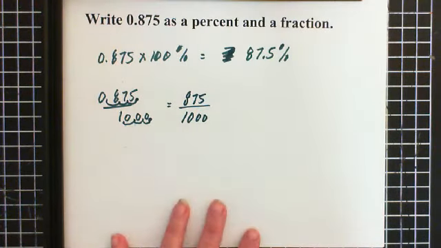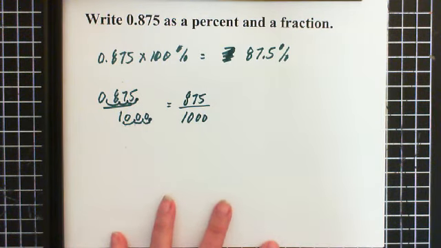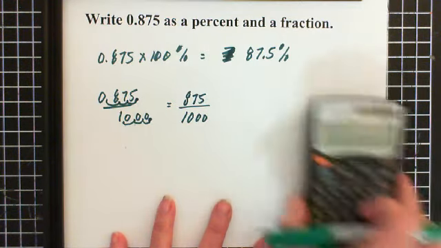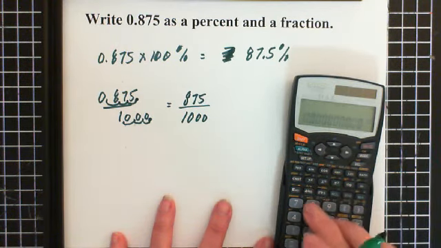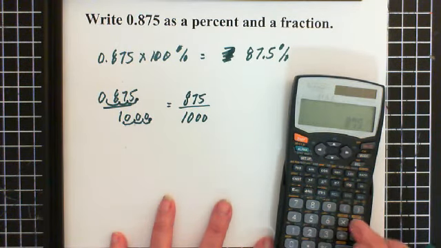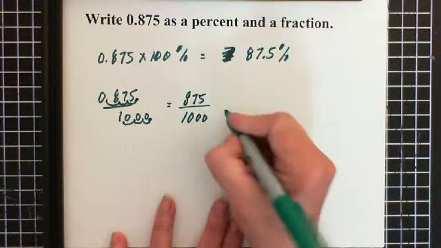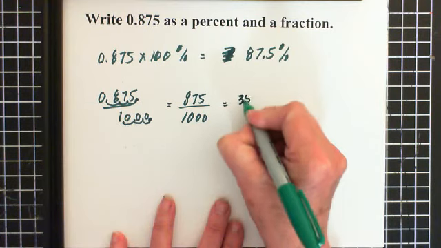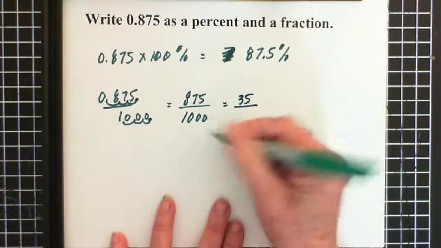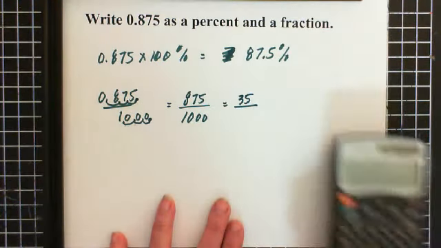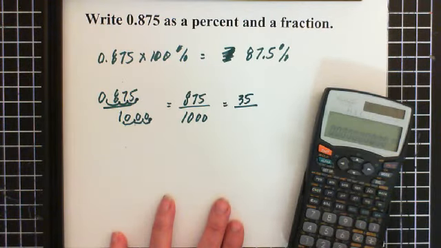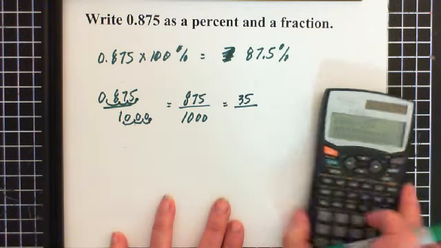Now we start reducing. We ask ourselves, what are they both divisible by? Right off the bat, I see they're both divisible by 5. I also see they're both divisible by 25. So let's take 875 and divide it by 25, and that equals 35. And 1,000 divided by 25 is, I think, 40, but let's just check. Divided by 25 equals 40. Yes.